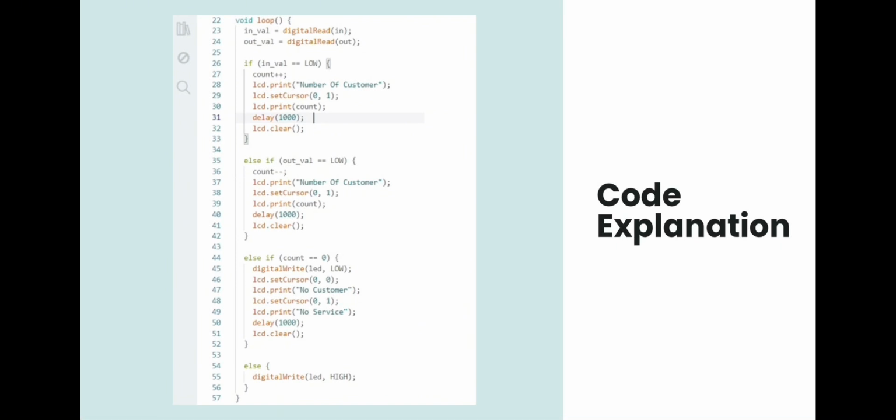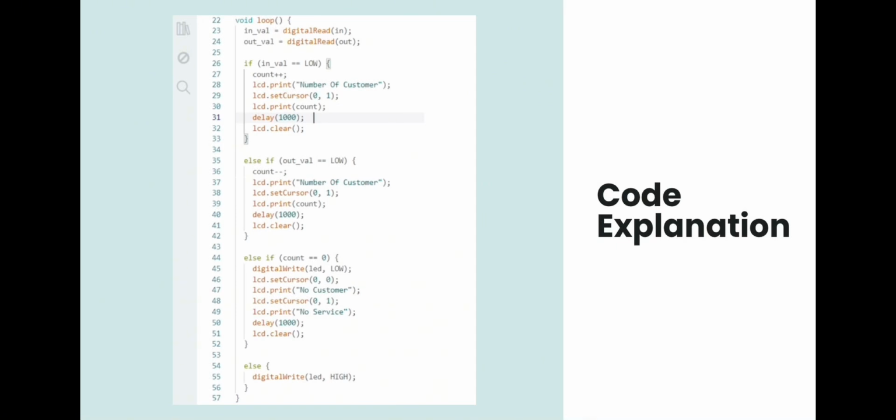To check the status of the sensors at lines 23 and 24, we use digitalRead. So let's see line 23. digitalRead(in) is used to read the pin connected to the entry sensor, and digitalRead(out) is used to read the pin connected to the exit sensor. This function returns one of two values, high or low. If it is high, it means that no object is currently passing the sensor, but if it's low, it means there is an object passing through the sensor.